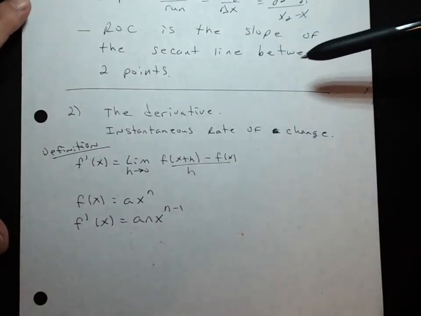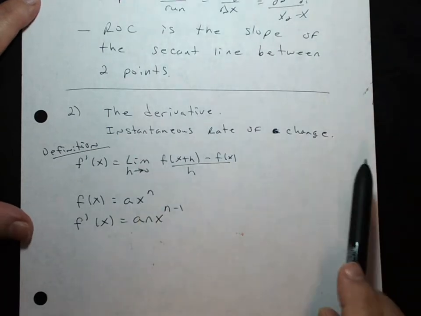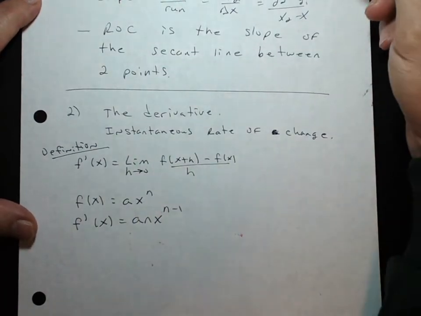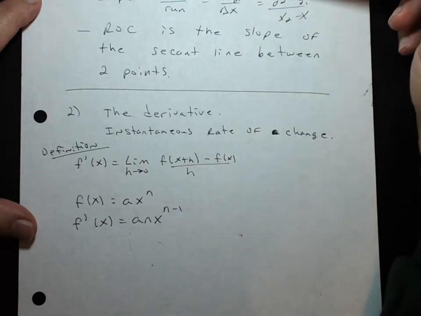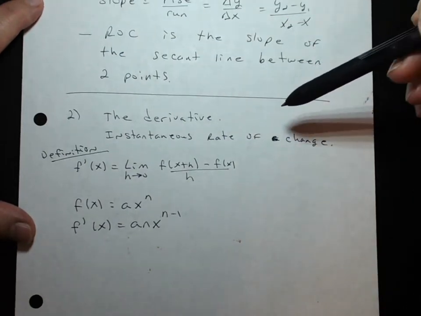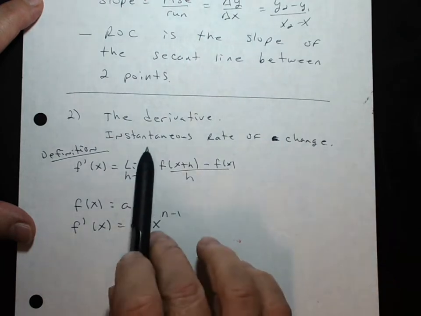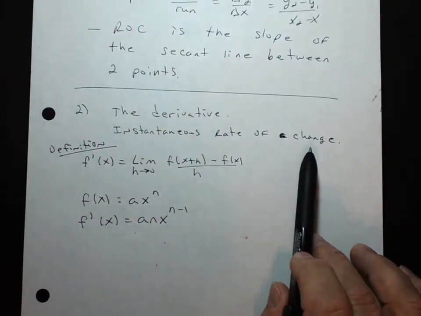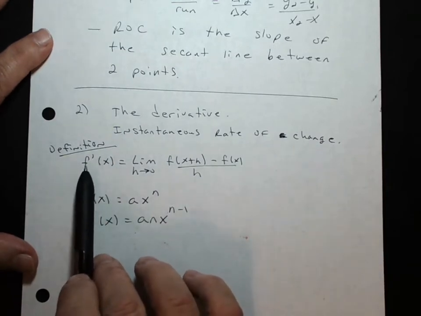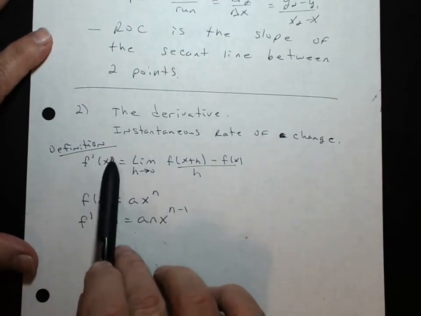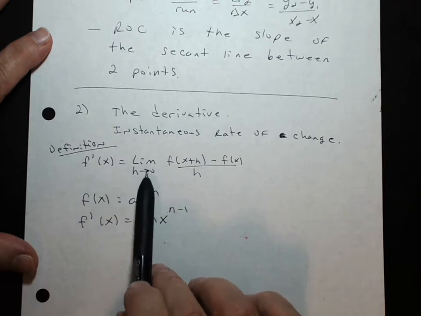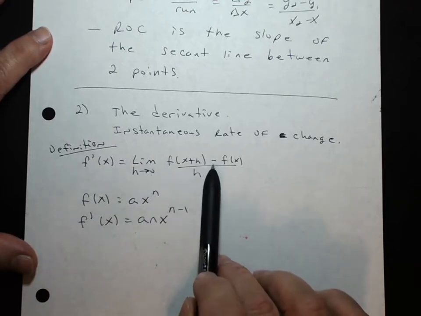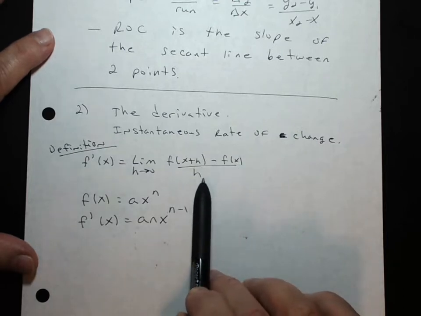So the derivative is the instantaneous rate of change. So where the rate of change or the average rate of change is the rate of change between two separate points, the derivative is the rate of change exactly at 1 point. And so the limit definition is f prime of x, this means this is our derivative, is the limit as h approaches 0 of f of x plus h minus f of x, over h.